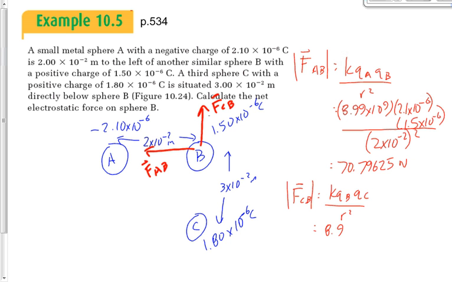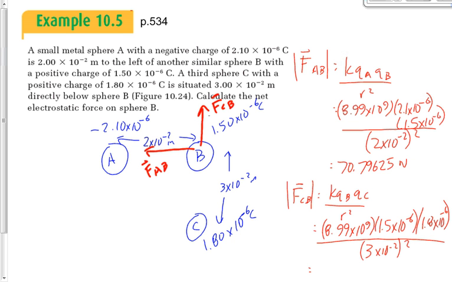So here we've got 8.99 times 10 to the 9 times QB, which is 1.5 times 10 to the minus 6, times QC, which is 1.8 times 10 to the minus 6, divided by the distance of 3 times 10 to the minus 2, squared. That's 26.97 newtons. Now what?